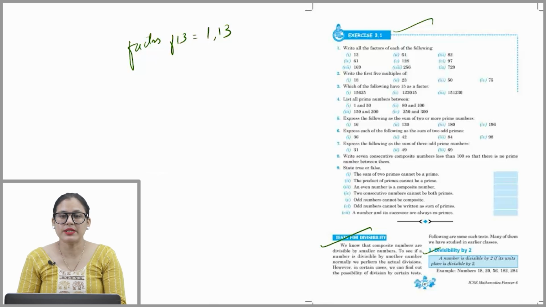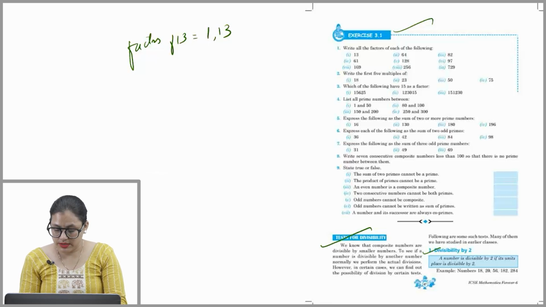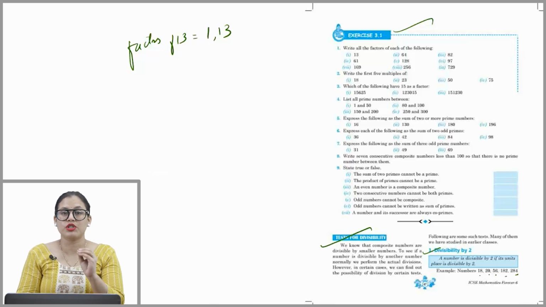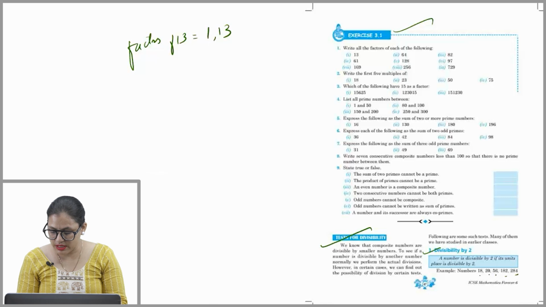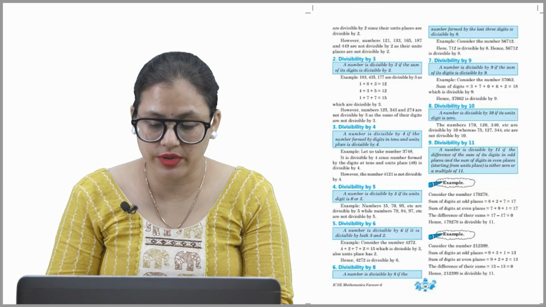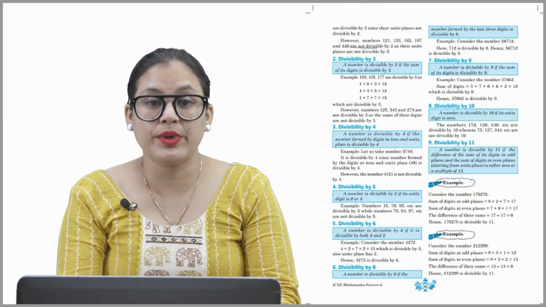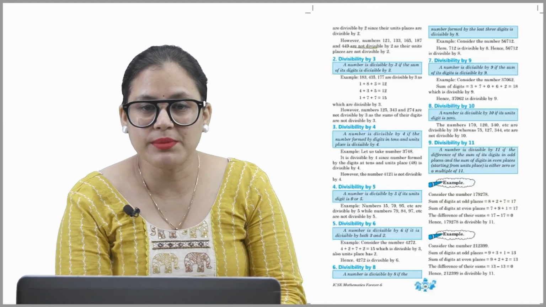Many of them we have studied in earlier classes. Number 1, divisibility by 2. A number is divisible by 2 if its units place is divisible by 2. See the examples 8, 0, 6, 2, 4. We only look at the units place. All these numbers are divisible by 2 since their units places are divisible by 2. However, these numbers are not divisible by 2 because their units places are not divisible by 2.